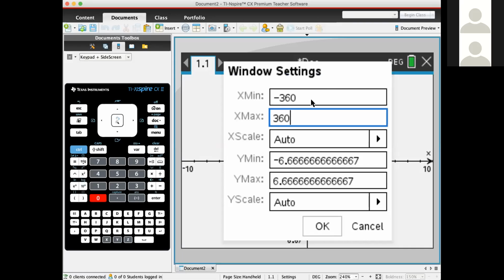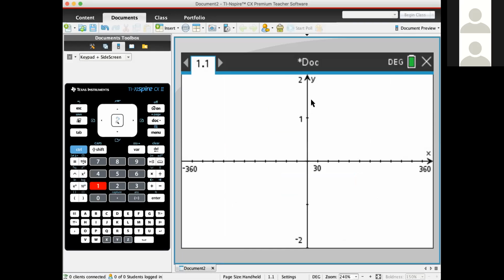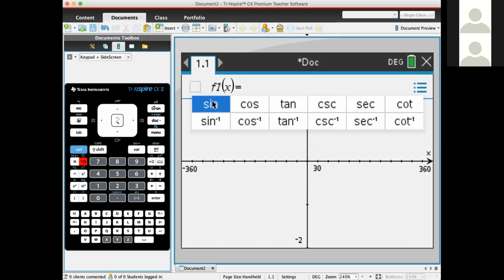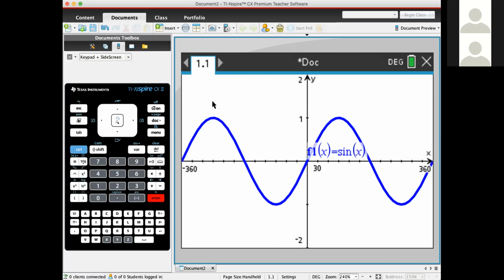That's negative 360 to 360. Then you can keep the scale to something friendly. I like 30 degrees, it's a lot more friendly than some other number. Let's keep the Y min and the Y max from negative 2 to 2, and here we'll keep the friendly number 1. I think that grid is good enough. Now when we type in sine x, go to trig, sine x, and you'll see the nice graph.